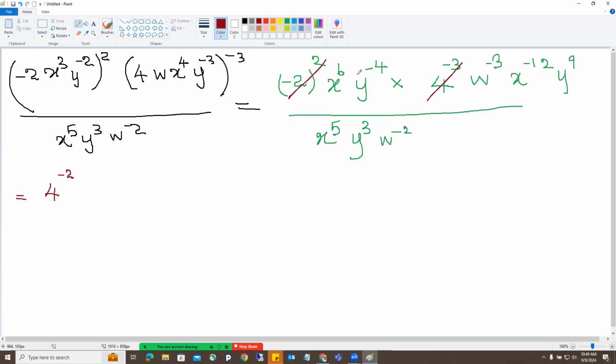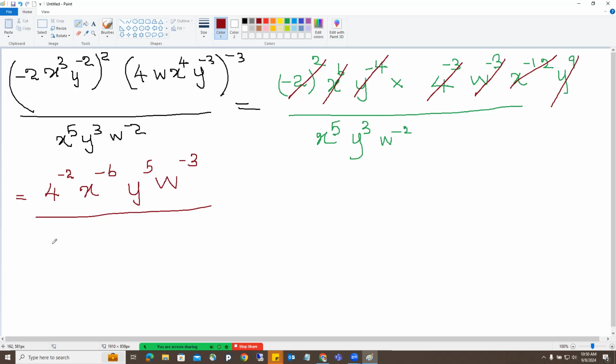So this one we can cut. Now x to the power of 6 and x to the power of minus 12, we get x to the power of minus 6. And y to the power of minus 4 and y to the power of 9, altogether we have y to the power of 5. The remaining part is w to the power of minus 3. Then the numerator is done. The denominator is x to the power of 5, y to the power of 3, w to the power of minus 2.